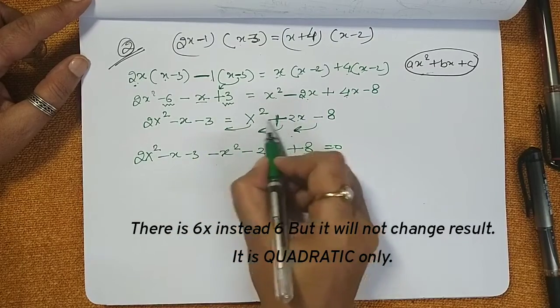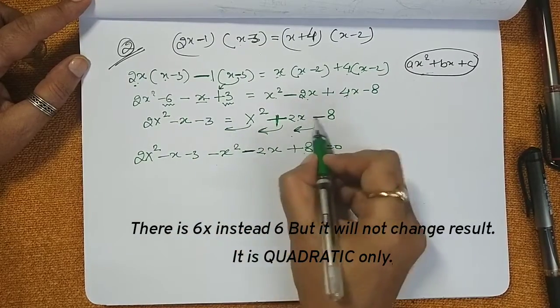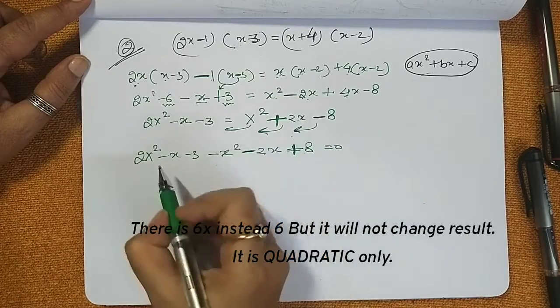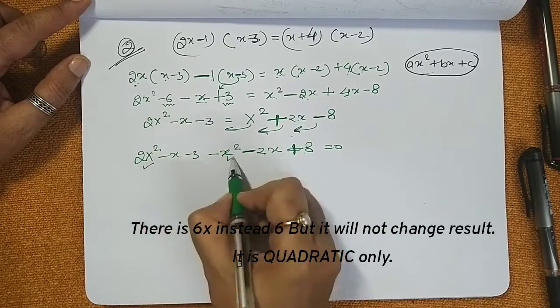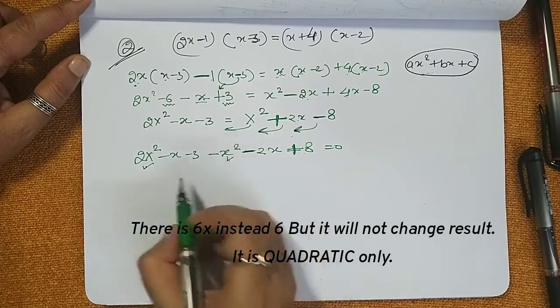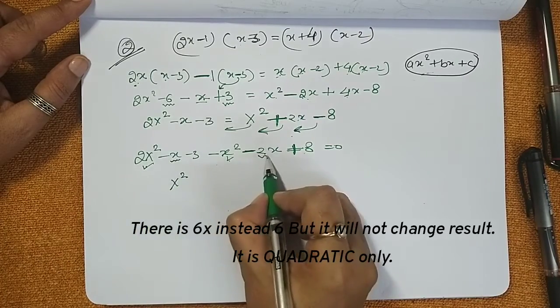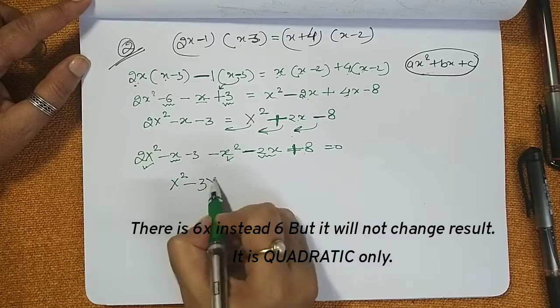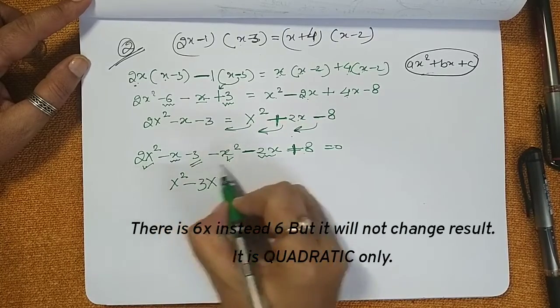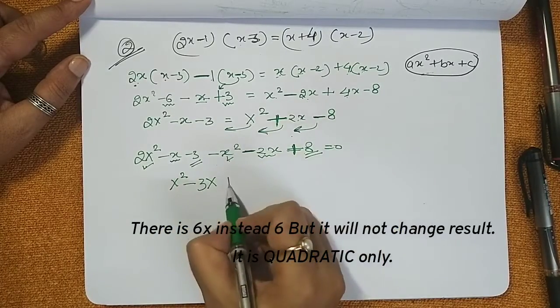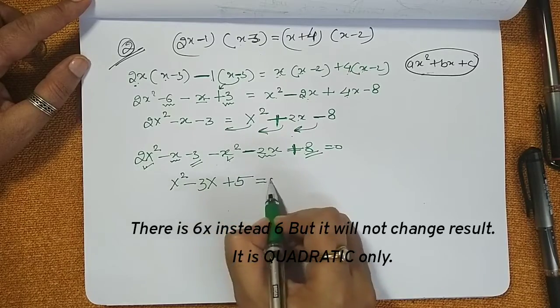Plus becomes minus and minus becomes plus. That is what I am doing. Now I will keep this and this term together. So 2x square minus x square is x square. This is minus x and minus 2x is minus 3x. Now this minus 3 and plus 8 will be plus 5, equal to 0.